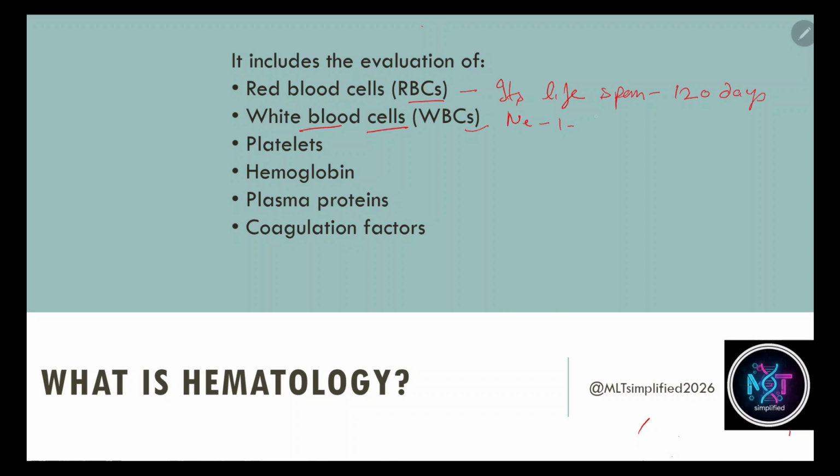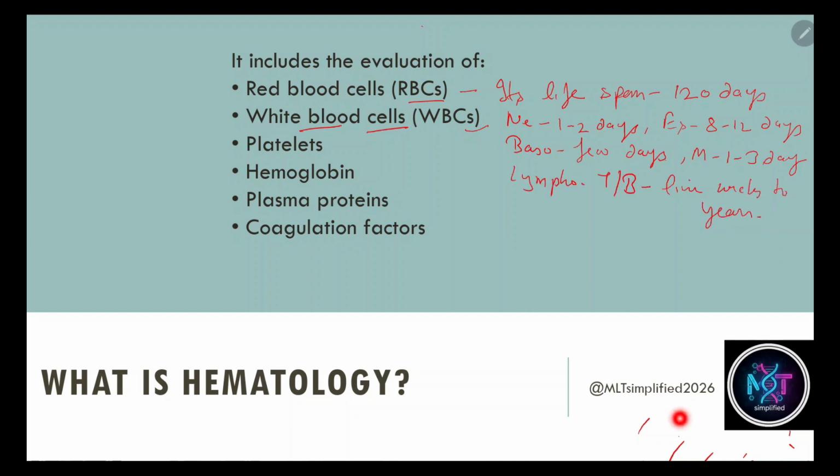Different WBCs have different lifespans: neutrophils 1 to 2 days, eosinophils approximately 8 to 12 days. Basophils can survive for 5 days. Monocytes 1 to 3 days. Lymphocytes, T and B cells, live weeks to years. Platelets act as emergency repair workers. Their lifespan is 7 to 8 days. Hemoglobin is an oxygen carrier.